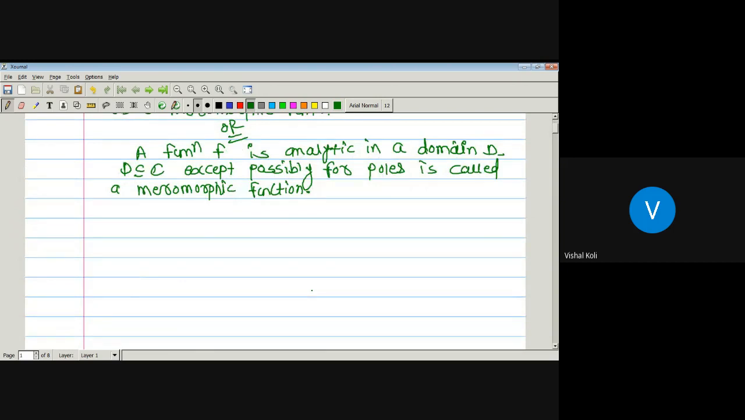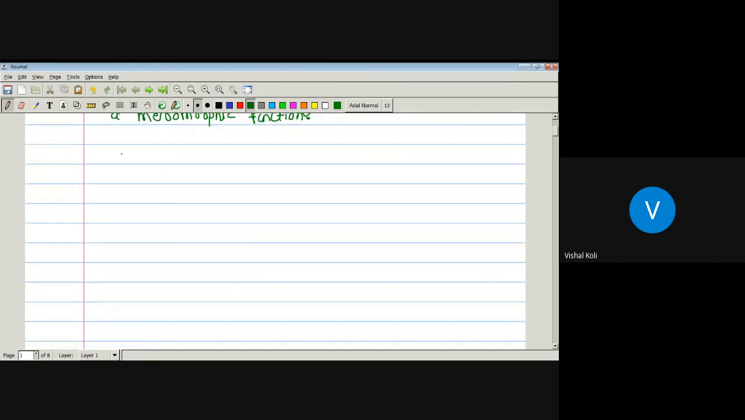That is, the function must have isolated singularities, and at those isolated singularities the singular points must be poles only. Okay, for example, suppose f of z is equal to 1 upon (z minus 2) into (z plus 5). This is a function which has only two singular points, 2 and minus 5. Both are singular points, but z equal to 2 is a pole, and it is a simple pole. Again minus 5 is also a simple pole, so this type of function is called a meromorphic function.